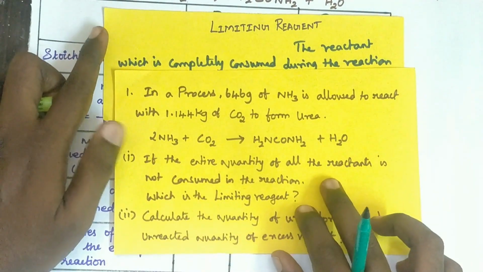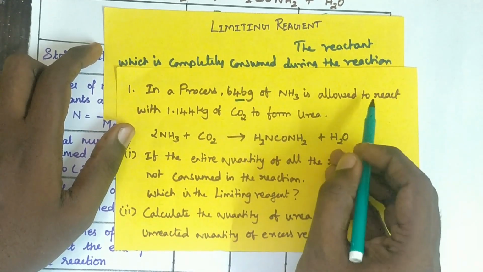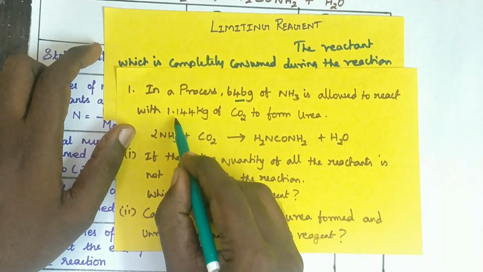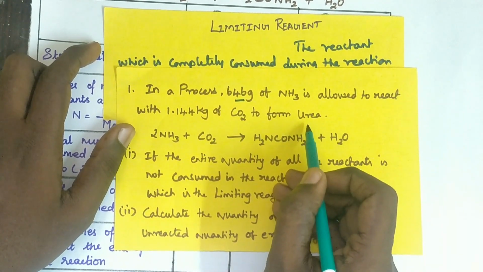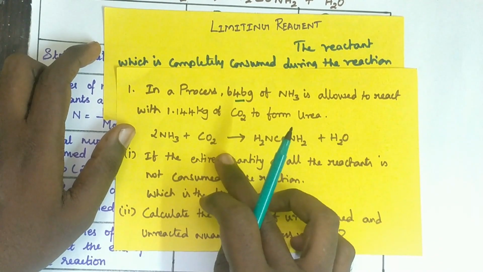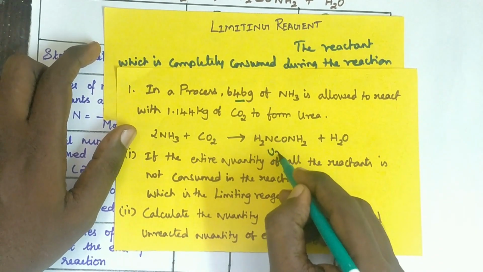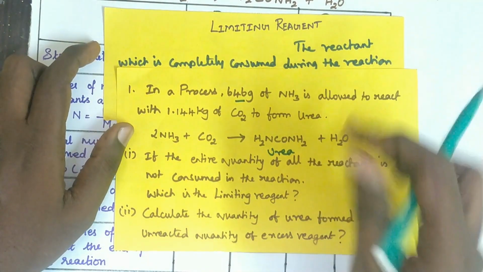In this example, in a process, 646 gram of NH3 is allowed to react with 1.144 kilogram of CO2 to form urea. They have given the equation: 2NH3 plus CO2 gives urea, along with water. In this sum you have to calculate.